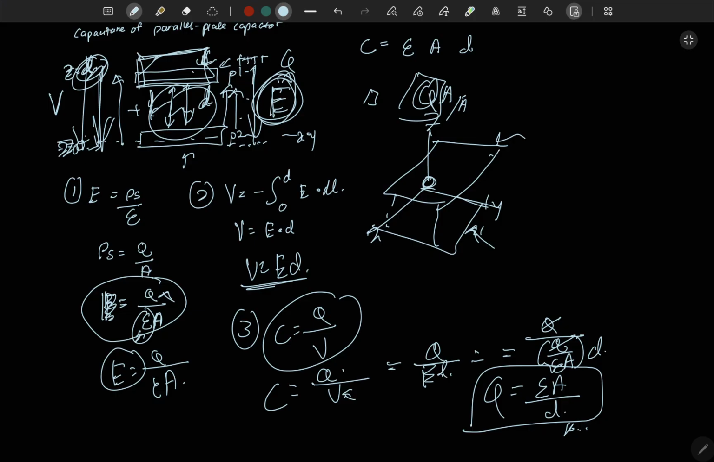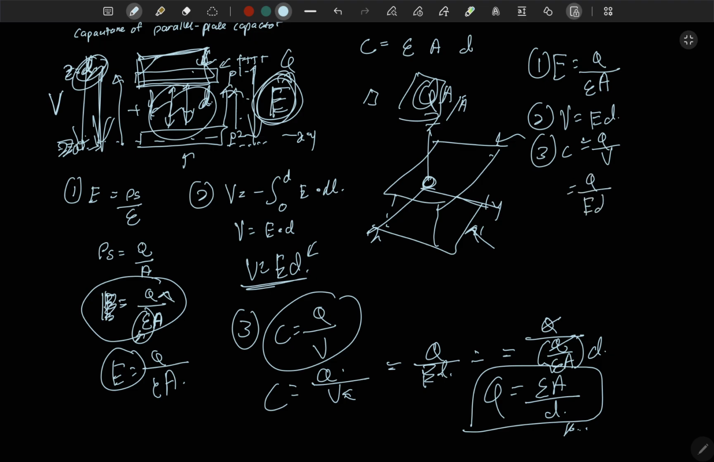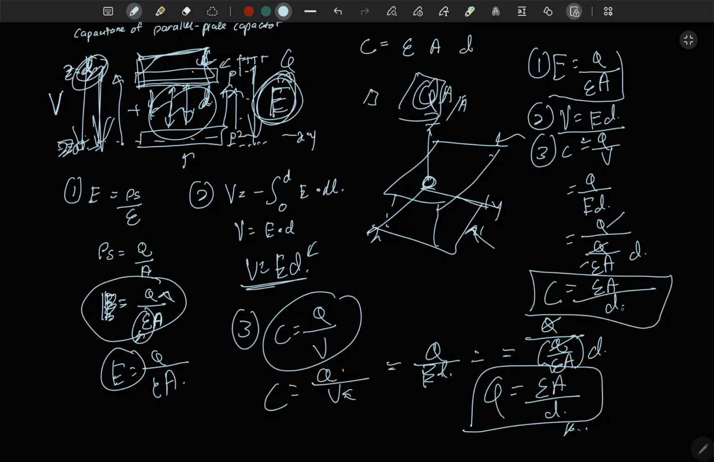Now how do we get the answer? First, the electric field is equivalent to Q over permittivity and area. Second, voltage is equivalent to the electric field and the distance. Third, C is equivalent to charge over voltage, which is Q over ED, where ED is the voltage. Substituting E as Q over permittivity A, and doing the fraction, you will get permittivity times A over distance. So this is the answer.